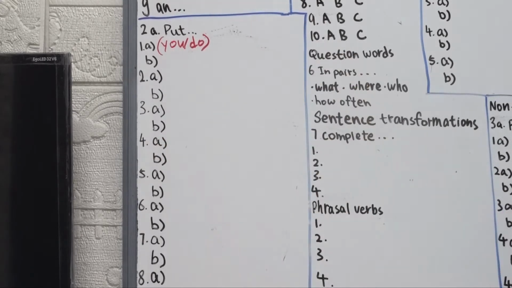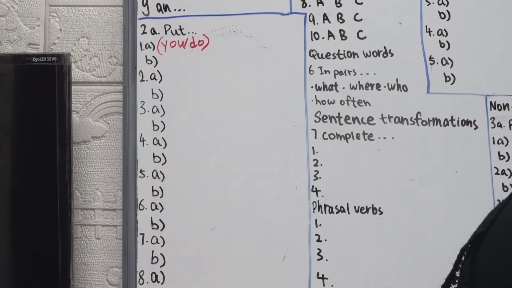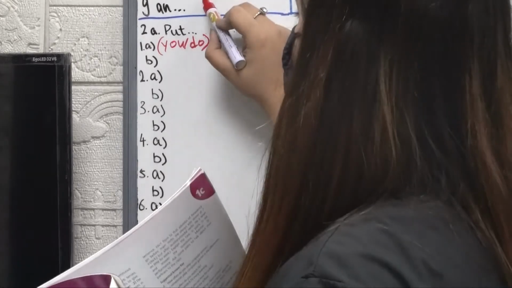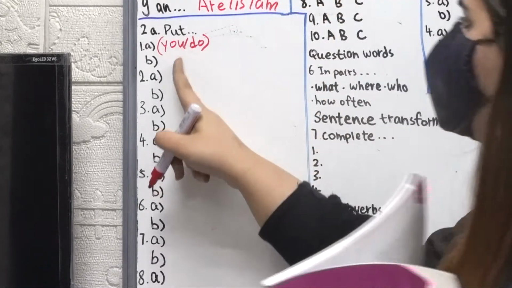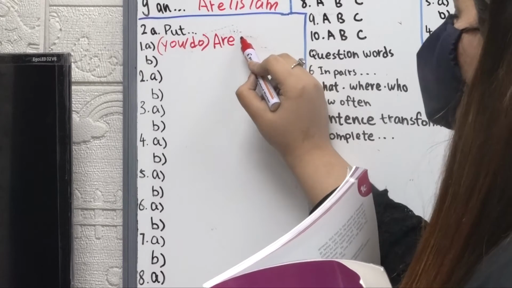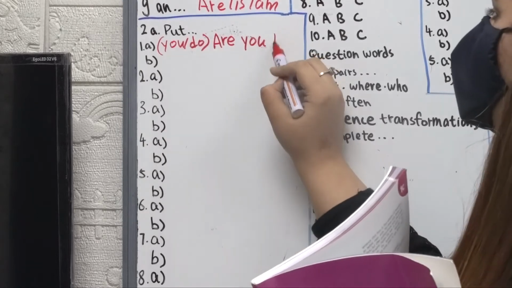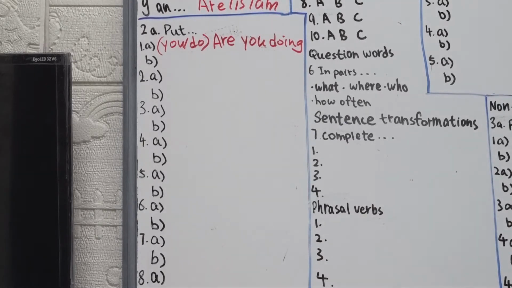Do you do, right? Because the subject is you. That's why we use do. If it is present continuous tense, how do we do that? A present continuous tense question is also followed with are, is, or am. Here the subject is you, so that's why we use are: are, you, and then do becomes doing. The answer is, are you doing? That makes sense. Are you doing anything interesting this week?